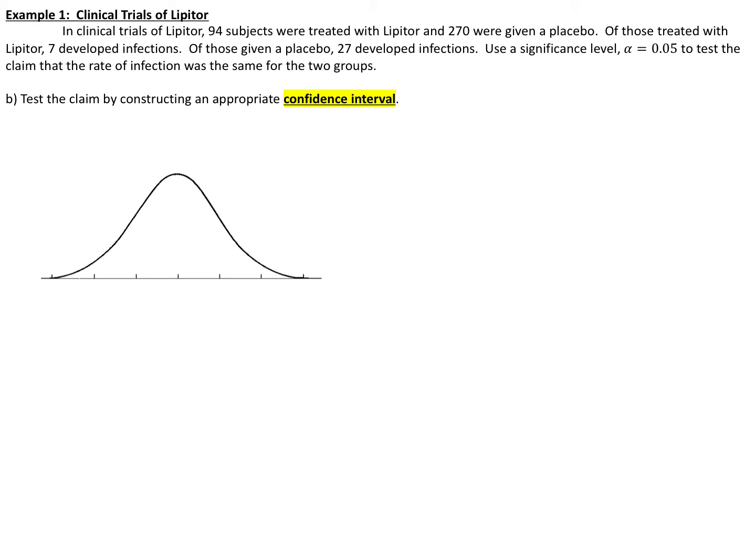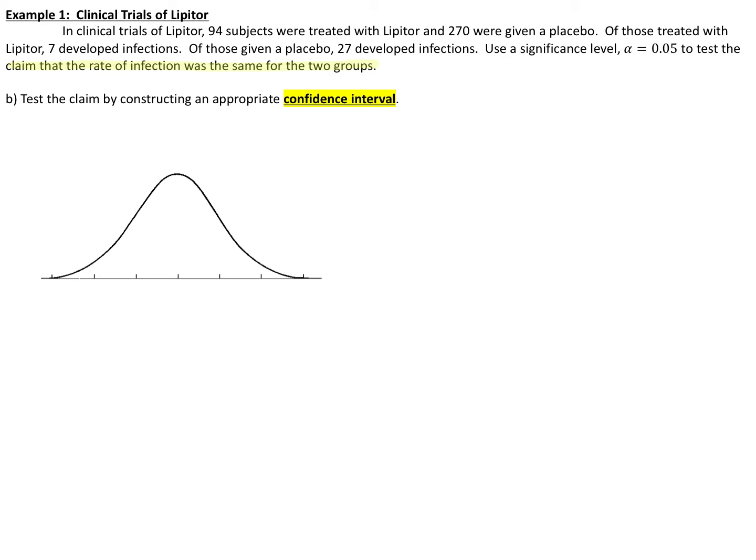This is a continuation of example one, where we are interested in testing the claim that the rate of infection was the same for the two groups. But instead of using a hypothesis test this time, we're going to test the claim by building a confidence interval. So let's just remind ourselves of the problem.